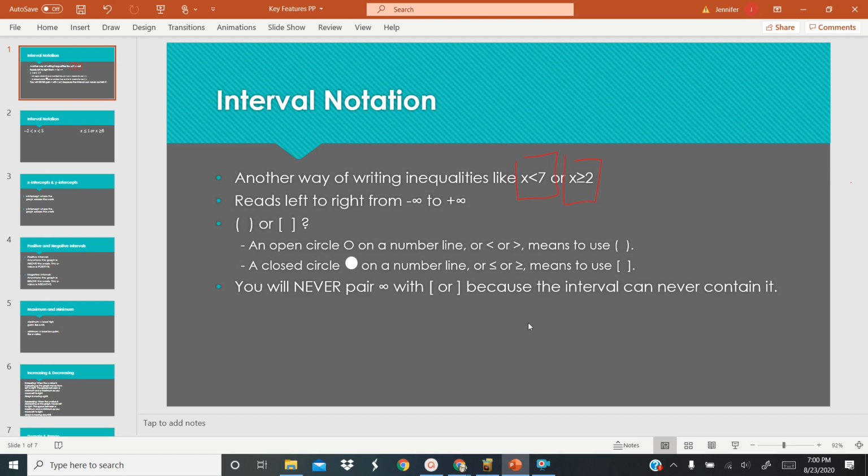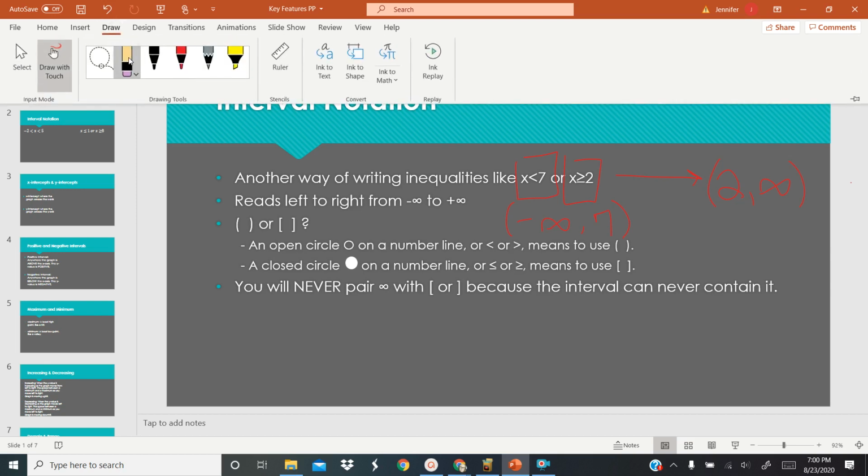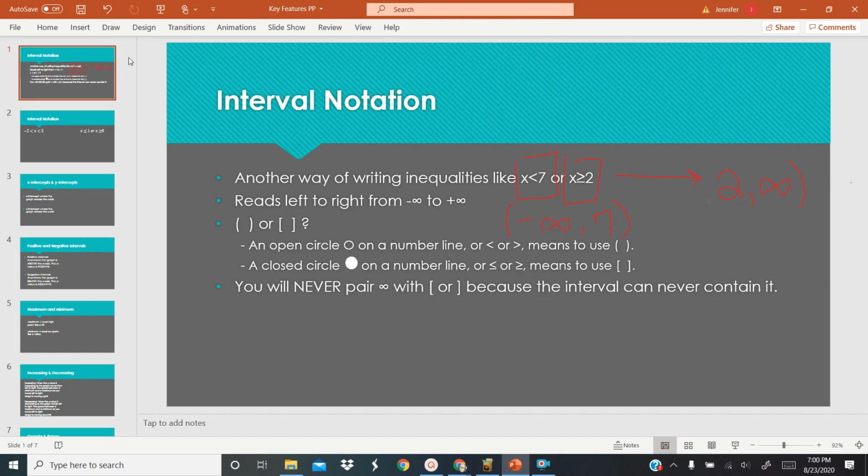And so the new way that you would write that, if x is less than 7, is x goes from negative infinity to 7. Or for x is greater than or equal to 2, that means you start at 2 and you go all the way to infinity. And with the greater than or equal to, instead of putting the parentheses like I just put, you're actually going to replace the parentheses with a bracket.